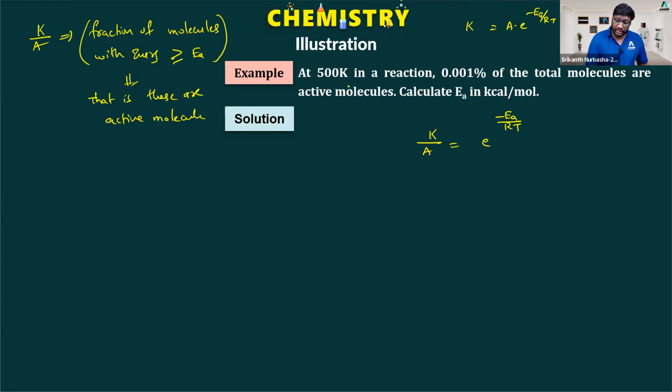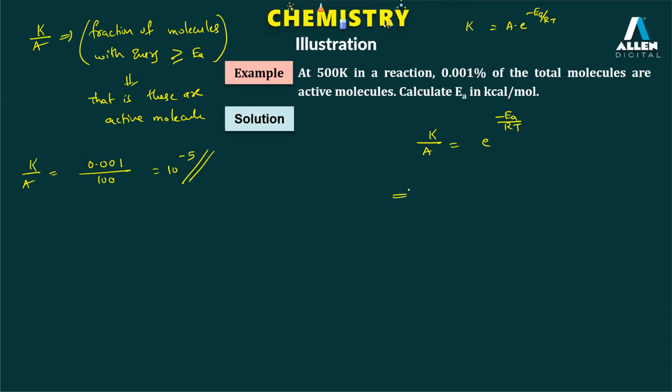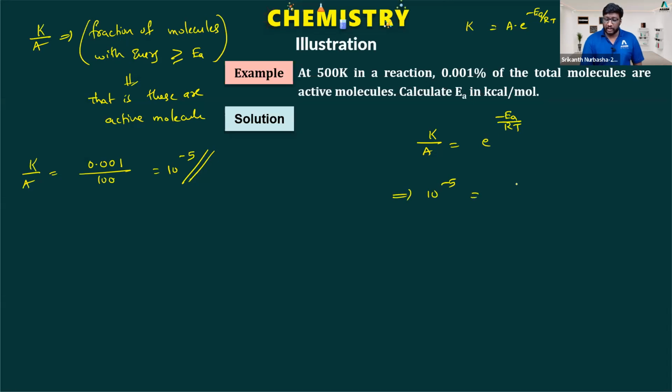What they are saying is, at 500 Kelvin in a reaction, 0.001% of the total molecules are active molecules. That means k by A is the fraction of active molecules: 0.001 divided by 100, since they are talking about percentage. So 0.001 by 100 is 10 power minus 5. So 10 power minus 5 is equal to e power minus Ea by RT, where Ea we have to calculate, R into temperature, which is given as 500 Kelvin. Everything is given, just substitute.